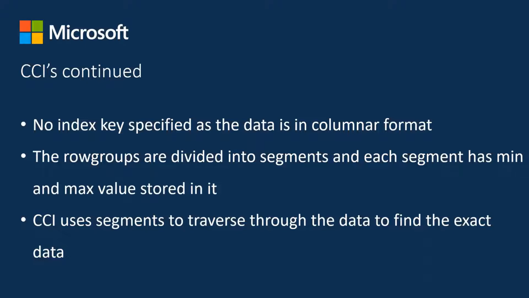So when the search control goes to that specific column, it will directly match the values and get the values very efficiently. We'll talk about the segments later, and maybe in another session I can talk about the row groups. But as of now, I'm skipping it because we are trying to cover CCI mostly. So CCI uses segments to traverse through the data to find the exact data. For now, you can just think of the segment as having the range value, and it is responsible when we load a larger volume of records.